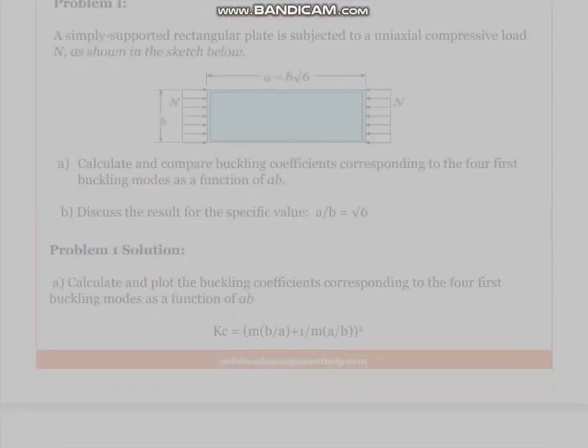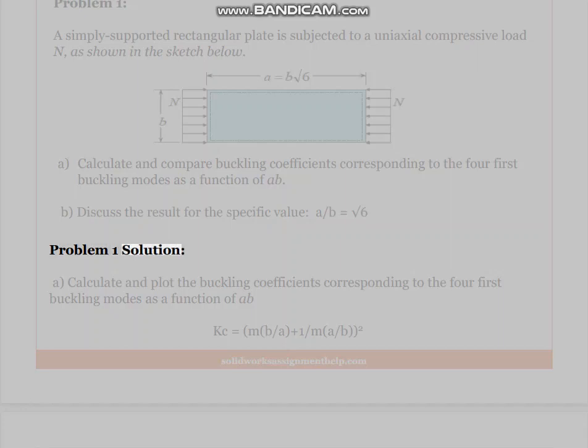Problem 1. A simply supported rectangular plate is subjected to a uniaxial compressive load N, as shown in the sketch below. A. Calculate and compare buckling coefficients corresponding to the four first buckling modes as a function of A/B. B. Discuss the result for the specific value A/B equals square root 6.